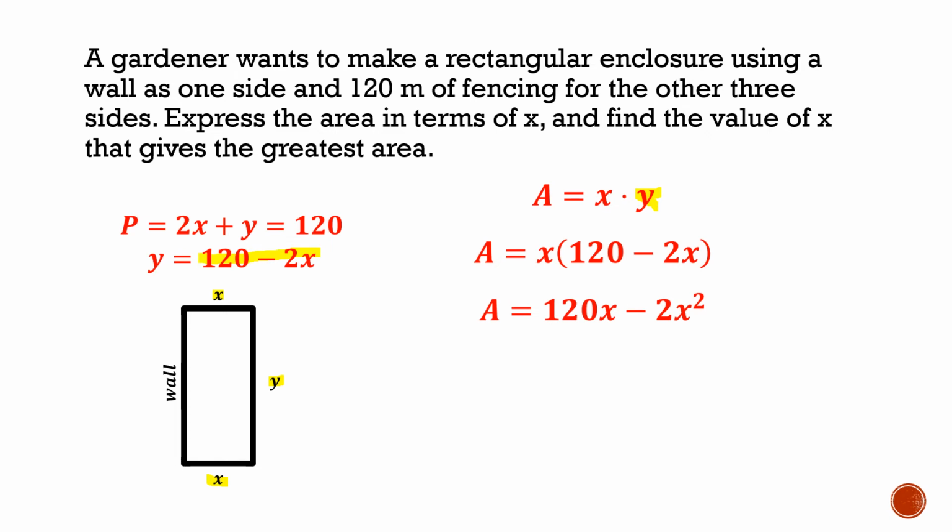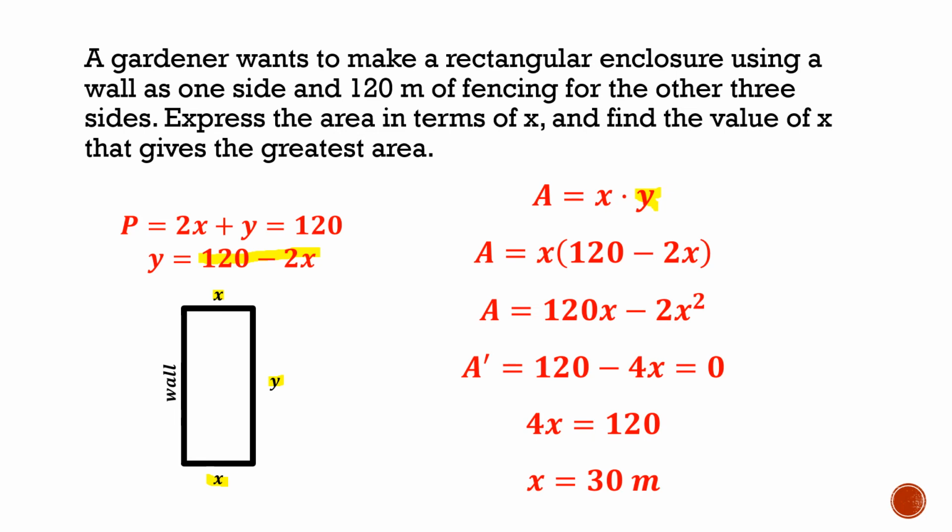Now, if I want to find the x value that gives me the greatest area, I must optimize it, which means I have to find the derivative. So, finding the derivative, I get 120 minus 4x, and then I set that equal to 0 to get 4x equals 120, or x equals 30 meters.